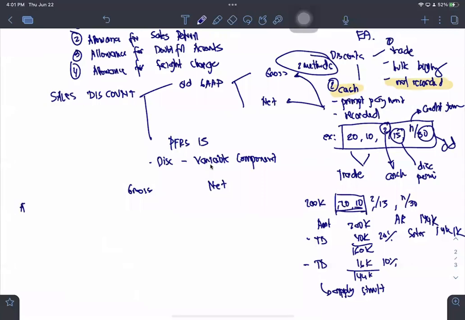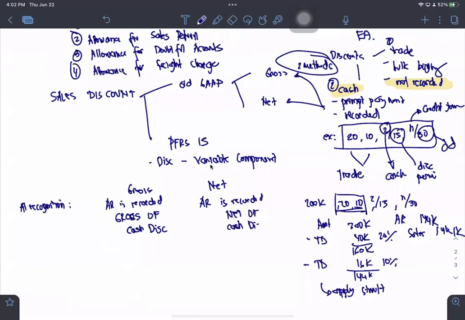So at recognition of AR, the gross is that AR is recorded gross of cash discount. While in your net, AR is recorded net of cash discount.